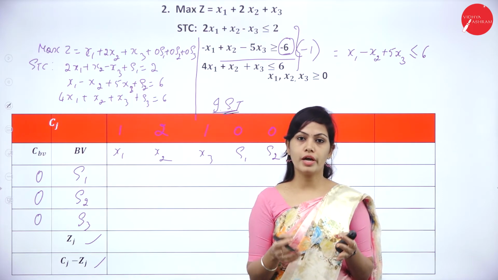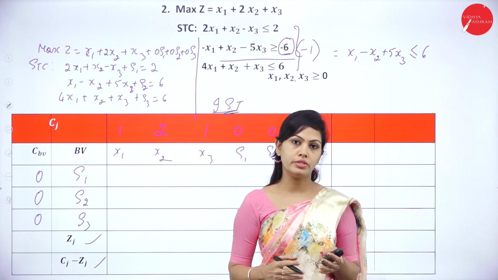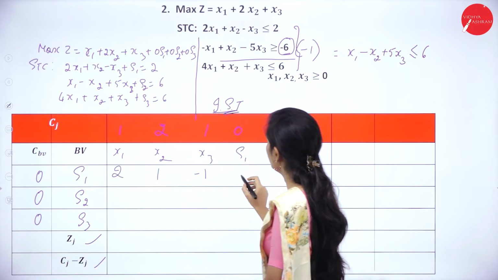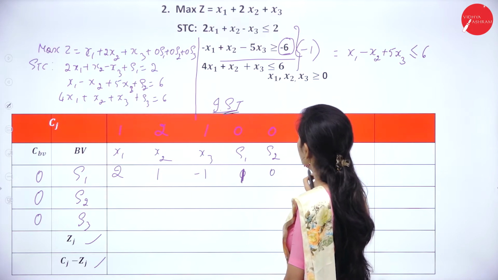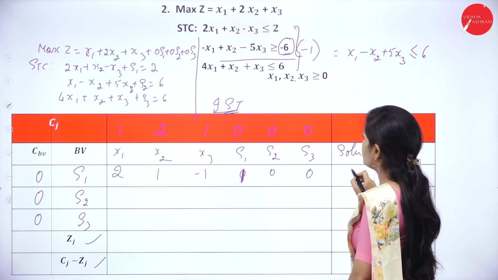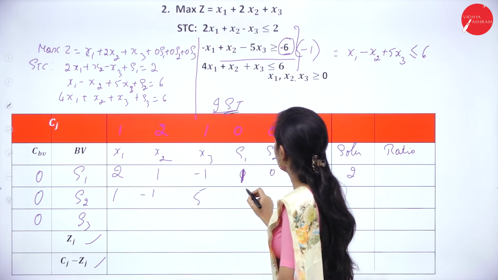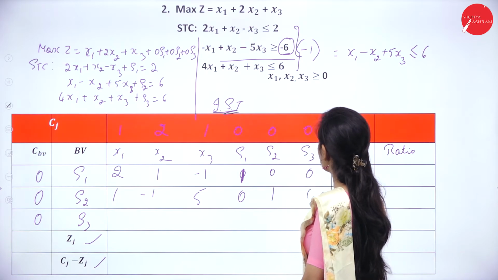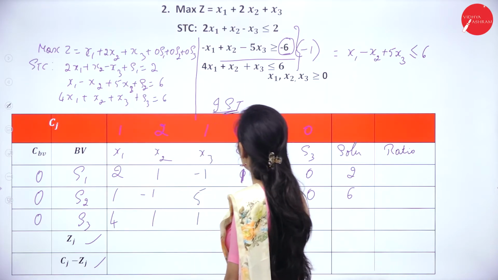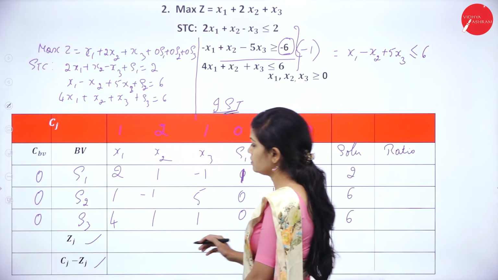So in the next iteration also, you have to find the new values and check whether they satisfy optimality or not. I'll write the coefficients of x1. x1 is 2 in equation number 1, 1, minus 1, 1, 0 and 0. Solution is 2. And in equation number 2, 1, minus 1, 5, s1 is 0, s2 is 1, 0, and solution is 6. And equation number 3, 4, 1, 1, 0, 0, 1, and solution is 6.